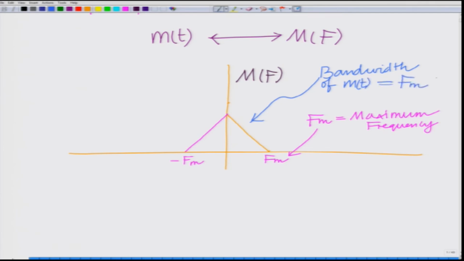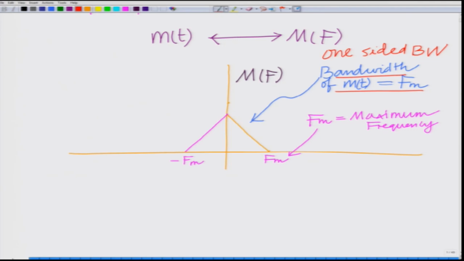equals Fm. This is also known as the one sided bandwidth. So as usual we are considering the spectrum M(f) with maximum frequency component Fm, that means it spans from minus Fm to Fm. The one sided bandwidth of this baseband signal is Fm.